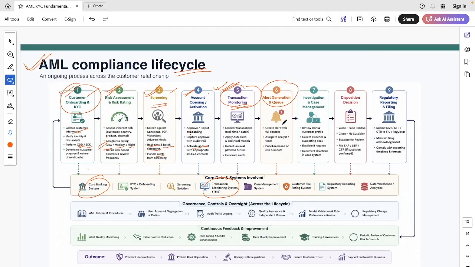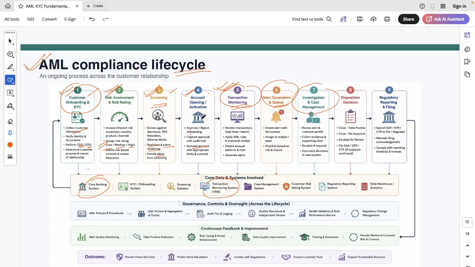Then the alert goes into the queue management system and is assigned to an analyst or investigation team. Alert does not mean suspicious activity is confirmed. Alert is just to make the team aware that, hey, look, here is something you need to investigate. Now the alert moves into the case management stage.